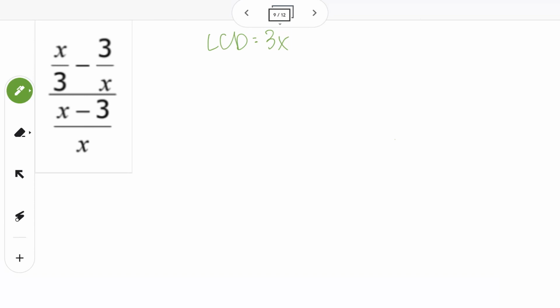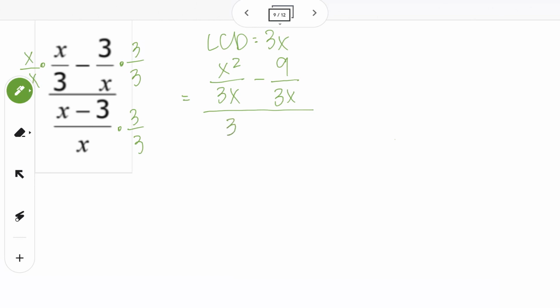So I need to make each fraction have a denominator of 3x. So this fraction, I'm going to multiply by a 3. This one I will multiply by an x. And the bottom one will multiply by 3 as well. When we do that, you're going to have x squared over 3x minus 9 over 3x all over 3 times x minus 3 over 3x. And you can distribute this 3 through or just leave it like that. We won't really know till the next step what's going to be more helpful.